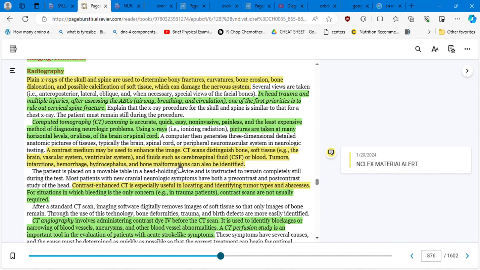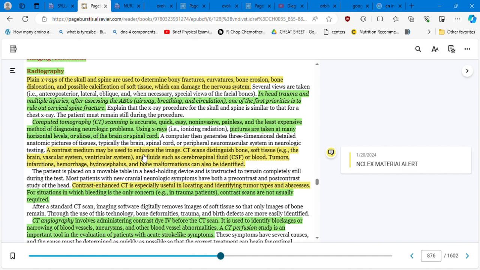This is good to know, it is NCLEX material alert, okay? They are going to present you with cases. The patient is presenting with these conditions, this, and this. What test is suggested for diagnostic or for better assessment? And they're going to give you CT scan, MRI, PET scan, X-ray, and you need to identify which one is the best one.